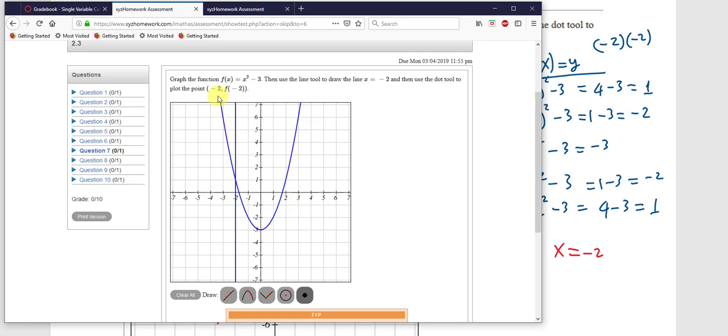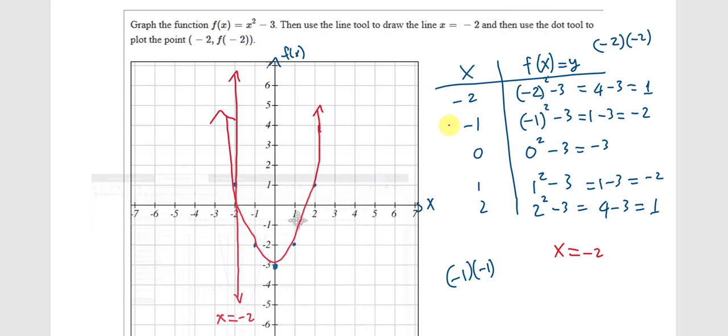Remember, this is the x value. Okay, let's go back here. This is the x value. F of x, this is the y value. So x is minus 2, which is right here. And then f of minus 2, remember f of x is this function. So f of minus 2 is when the x becomes minus 2, which is right here, which is 1.